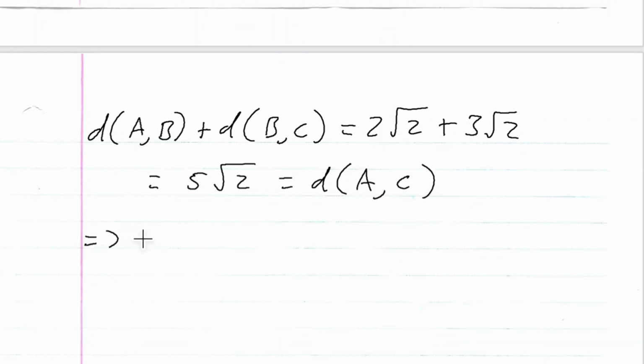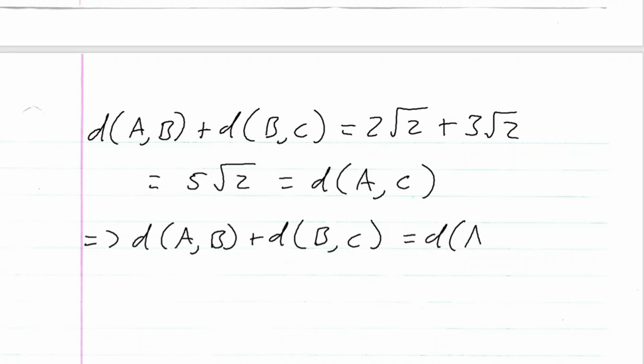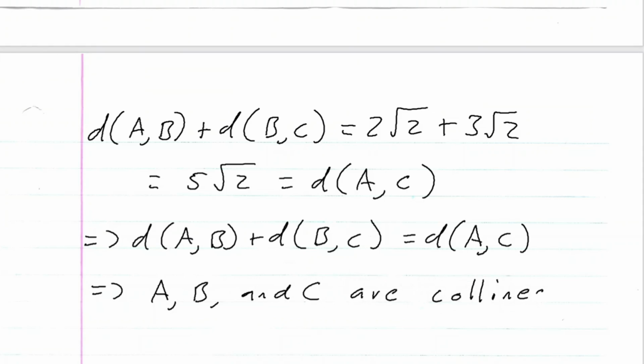So this means we have the distance between A and B plus the distance between B and C is equal to the distance between A and C. So by the segment addition postulate, this means that A, B, and C are collinear. And that's what we set out to do. That is the proof.